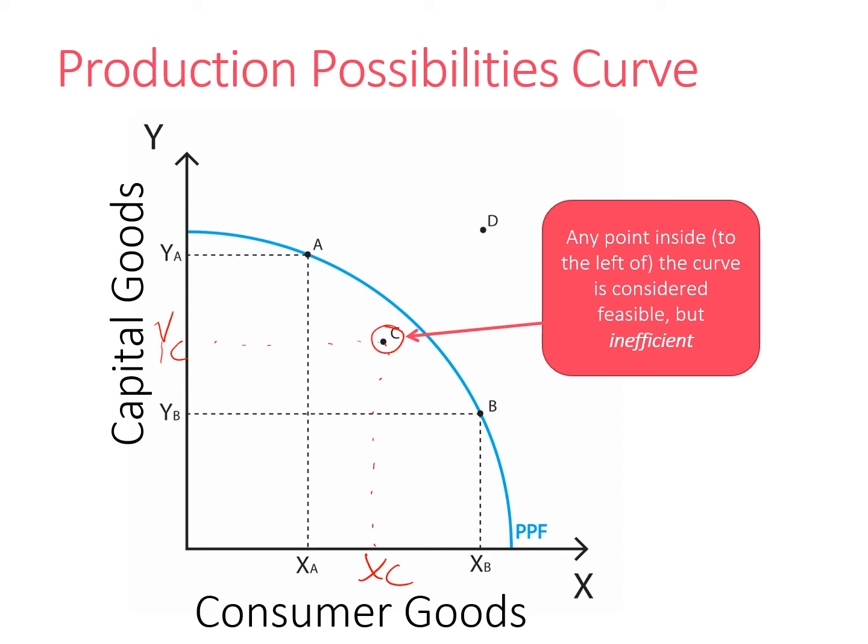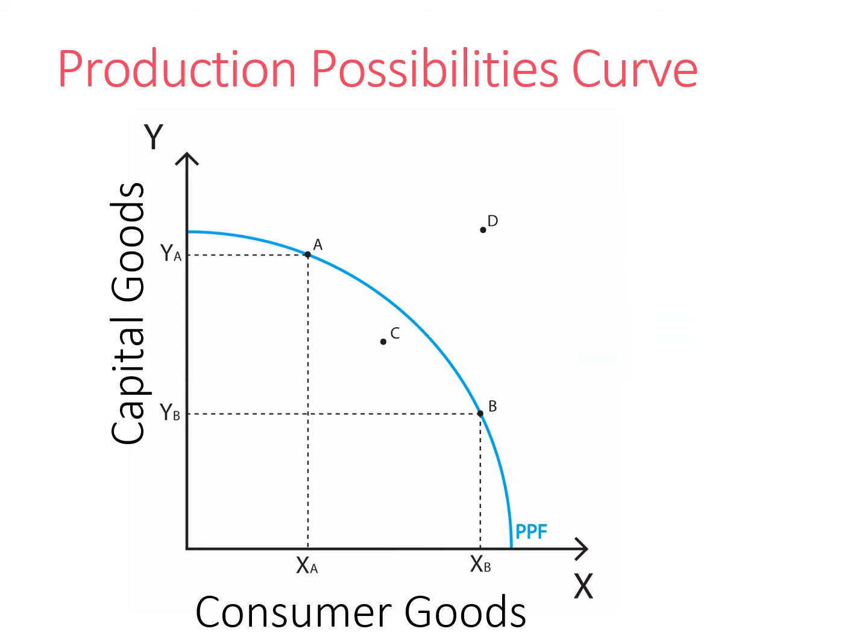Since point C does not actually touch the production possibilities frontier, that's why we would say it's inefficient. It doesn't necessarily mean it's bad. We're not really making a good or bad judgment. We're just saying that if we produce at level YC and XC, we're wasting resources. Okay, take it however you want.